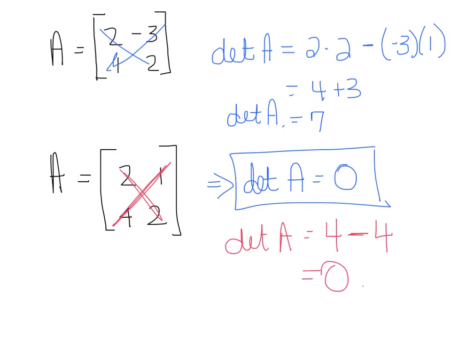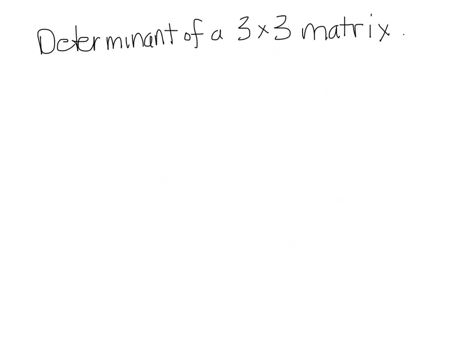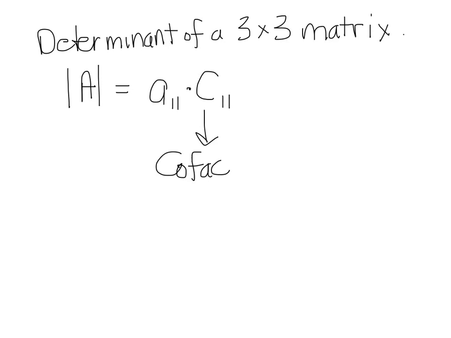Alright, so let's move on to a 3 by 3. Okay, in general, if you have a matrix A, and you want to find the determinant, and it is a 3 by 3, then you're going to use an element, the A11 element, times what we call a cofactor for that element. Okay, we'll call the cofactor C11. Okay, it's just a number. I don't know why we use a capital letter for it, but it's not a matrix, it's just a number. Okay, and this right here is called a cofactor, and it's just a number.